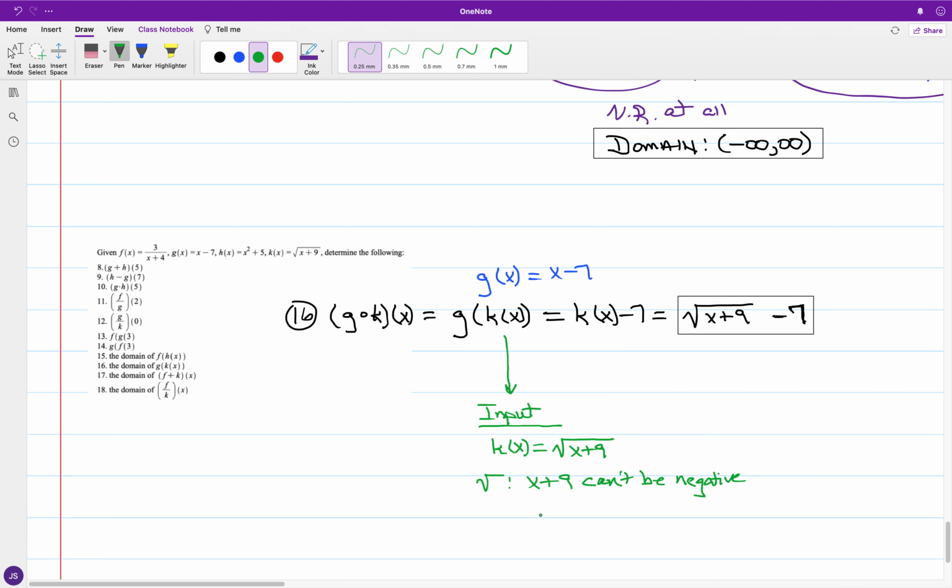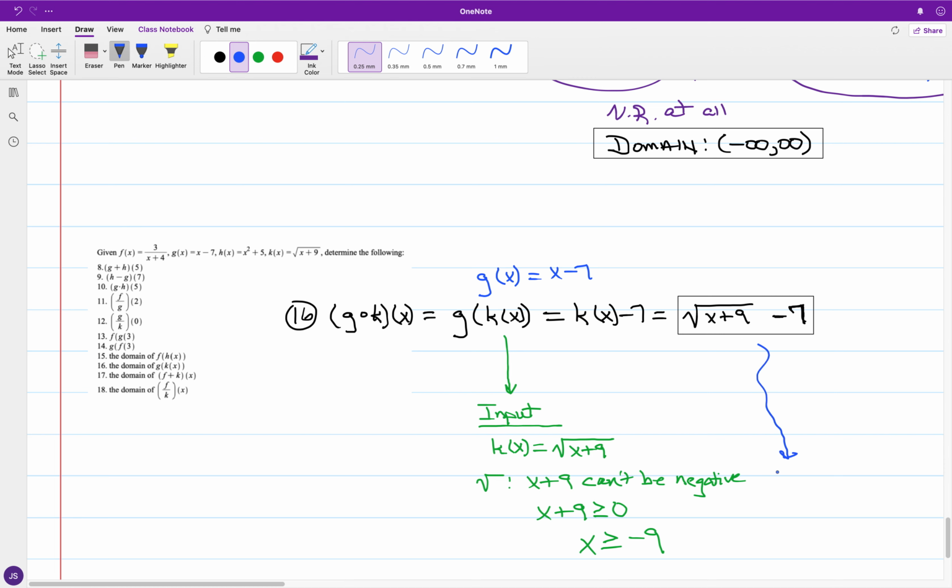Okay. Now it can be 0 or positive. And since I don't have x plus 9 situated as a fraction, I have x plus 9 is greater than or equal to 0. So for this restriction, we have x is greater than or equal to negative 9. And guess what? For the output, the only restriction comes from the square root of x plus 9.